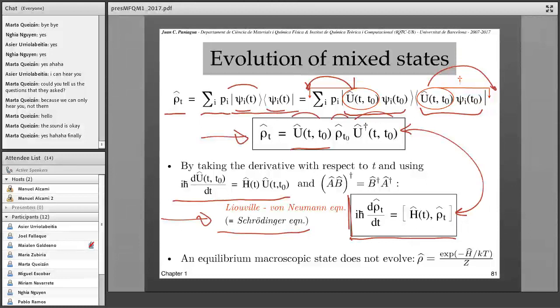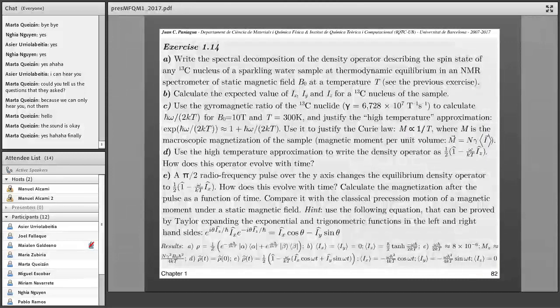We have seen that for a macroscopic system in thermodynamic equilibrium, the density operator is a function of the Hamiltonian. Therefore, in those circumstances, this is zero because H always commutes with any function of H. And so this derivative is zero. And so, as could be expected, the density operator of a system in equilibrium is time independent.